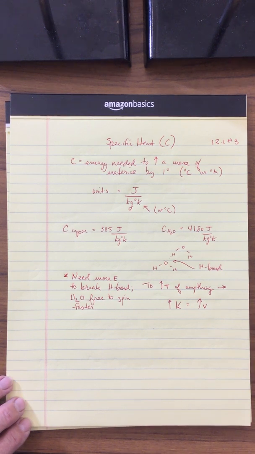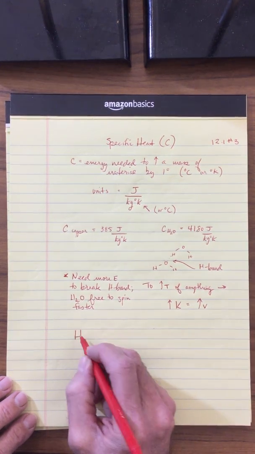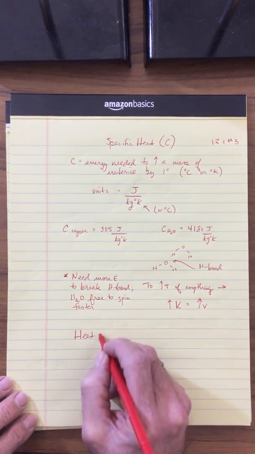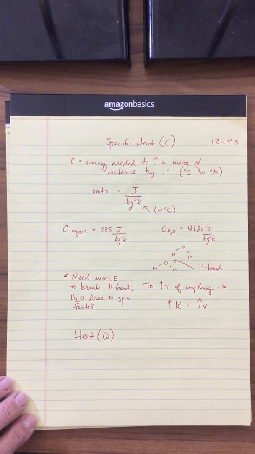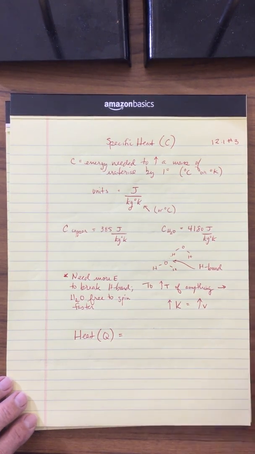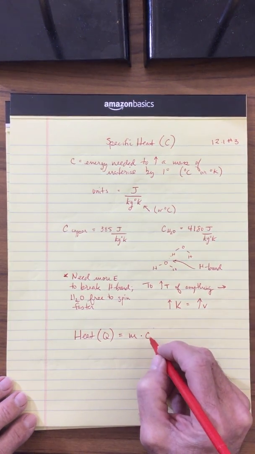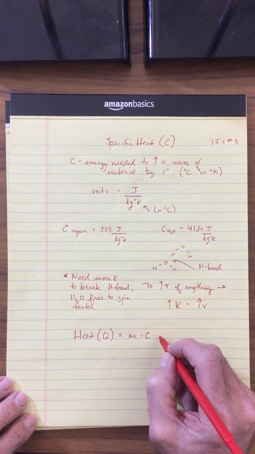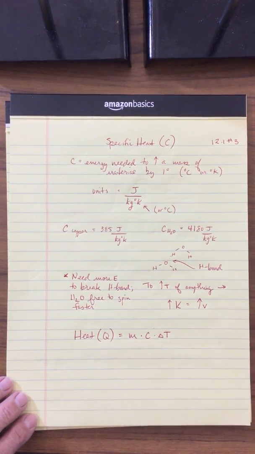Let's take a look at the concept of heat. We're going to be using this formula quite a bit during this chapter. Heat is going to be represented with the symbol capital Q. And heat is going to be equal to the mass of an object times the specific heat times the change in temperature.